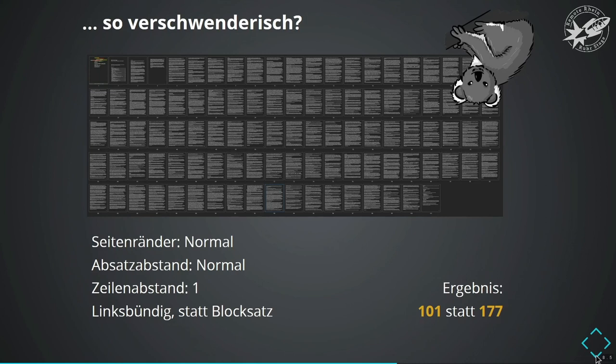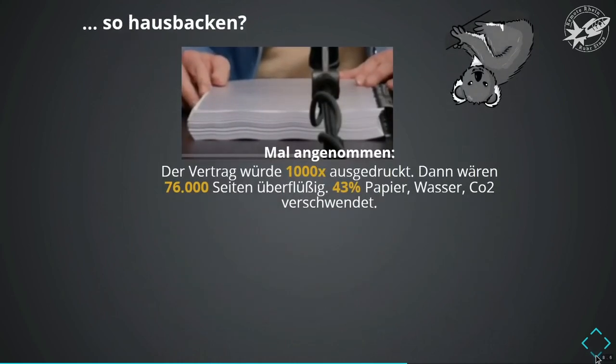I mean, it doesn't really matter as long as you don't print it out, but imagine if you print the agreement 1,000 times, then 76,000 pages would be superfluous. I mean, there's probably enough interested people who will do this. Maybe 1,000 is too high, but I don't know. So 76,000 pages would be completely superfluous. 43% paper, water, CO2 would have been wasted, which I think is a bit of a pity.